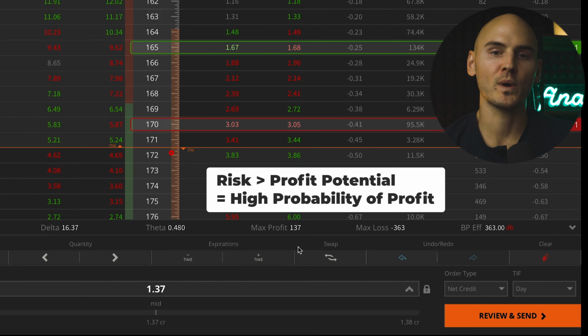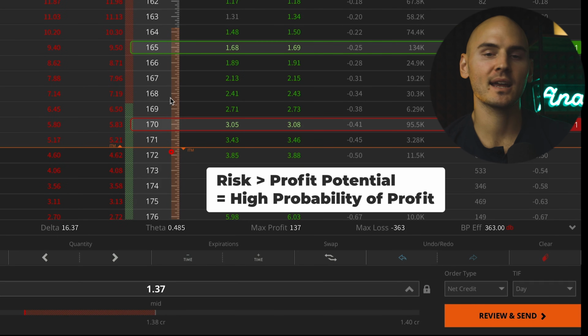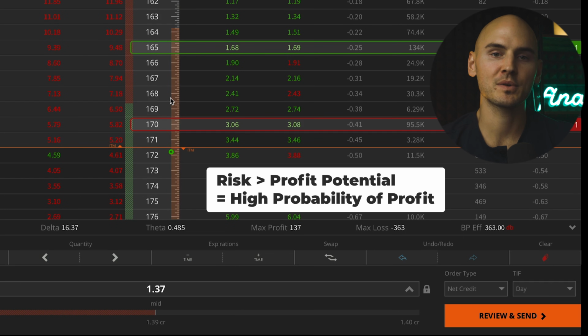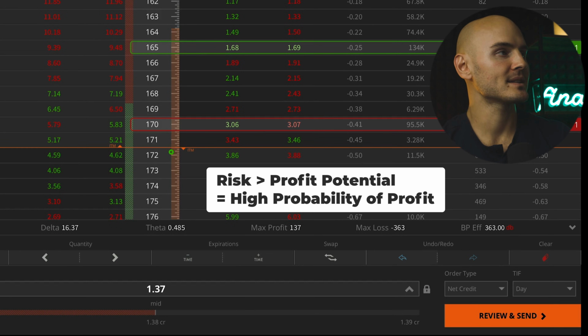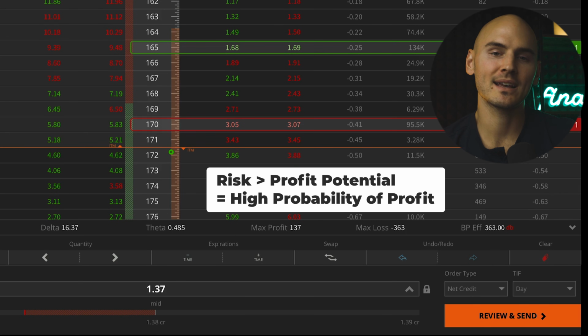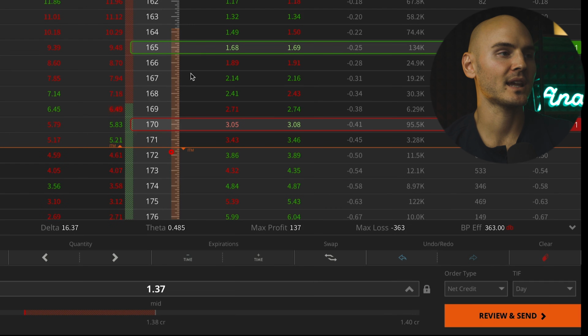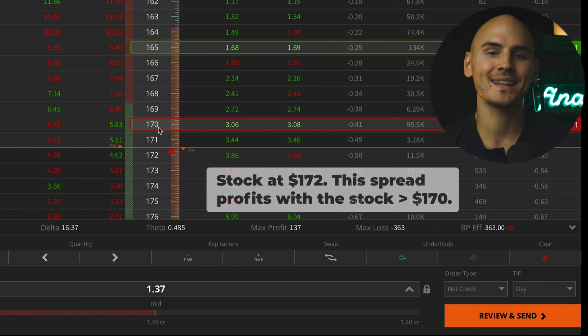Anytime in trading, when your loss potential is greater than your profit potential, that's because the strategy has a high probability of making money. And this trade has a high probability of making money, specifically a higher than 50% chance of making money, since the stock price is at around 172 and we are selling a put credit spread, which makes money as long as the stock price remains above 170 through the expiration in 38 days.